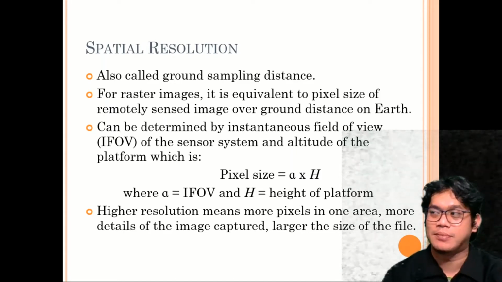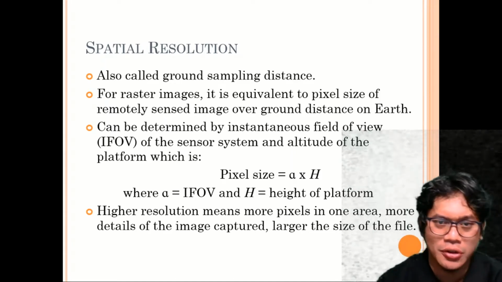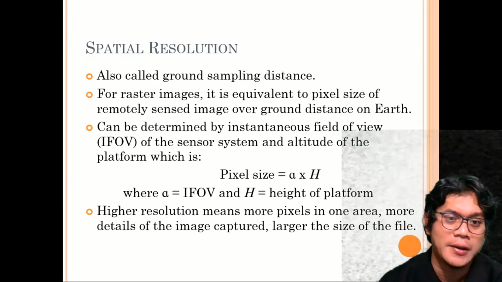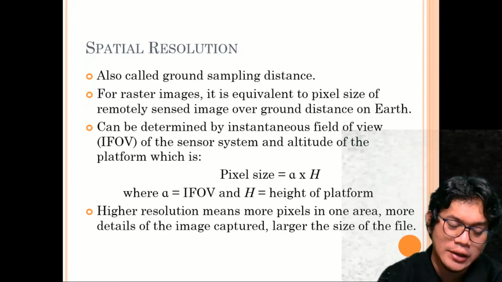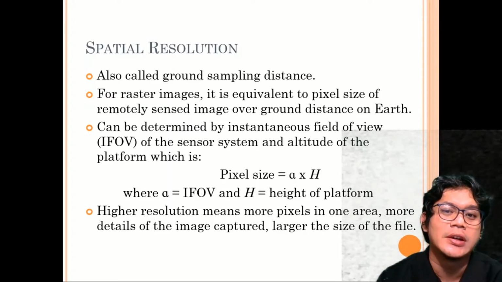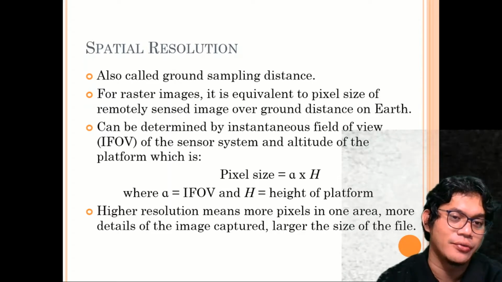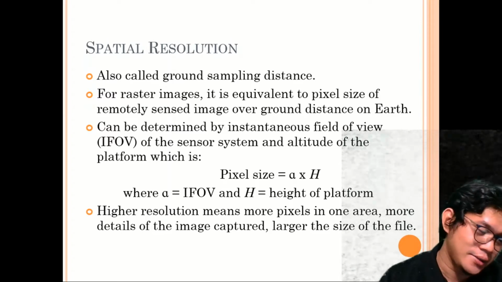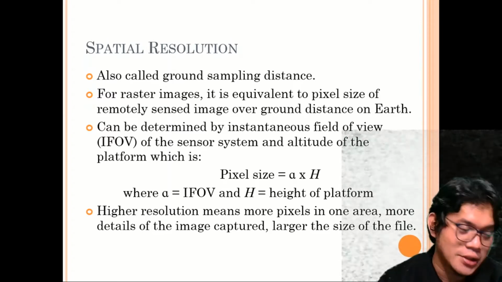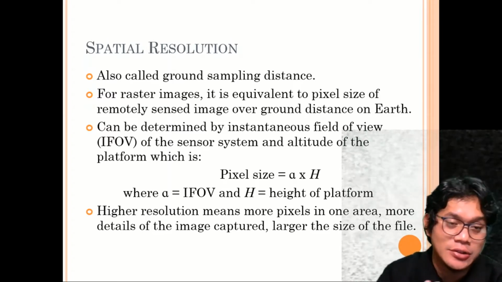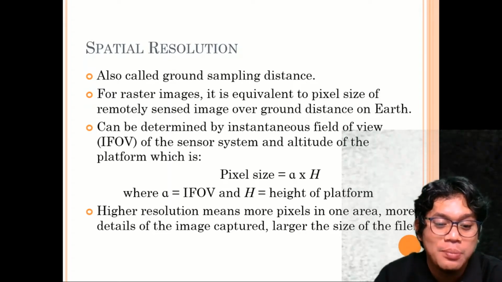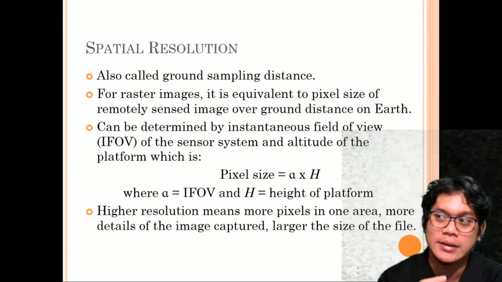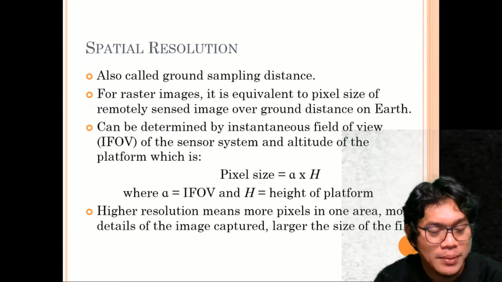So what does it mean by the spatial? Spatial, also called ground sampling distance, is the representation of the equivalent of the pixel size of the image over the ground distance on the earth. So meaning to say, in remote sensing, we represent those pixels by how big an area is covered on the ground. And it will vary based on the different kinds of platform.